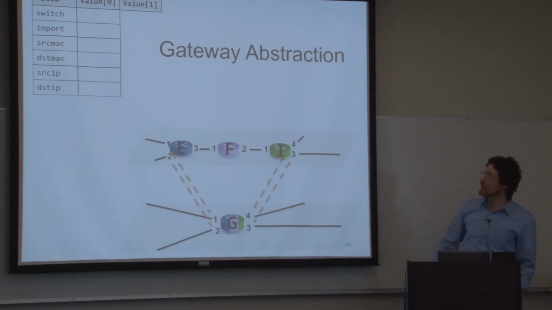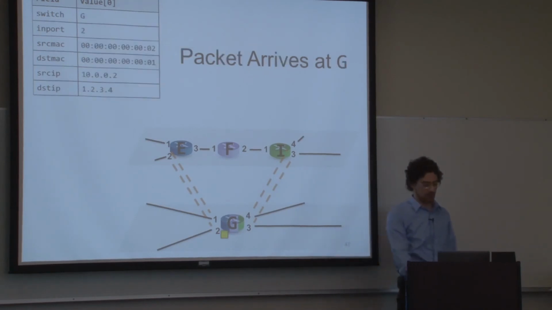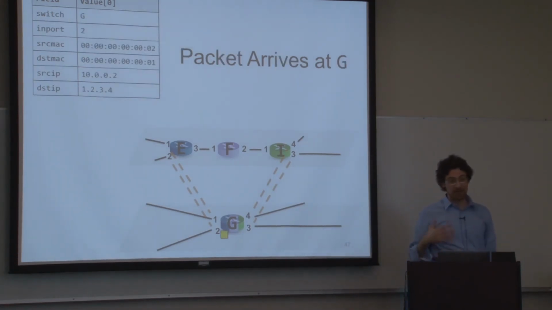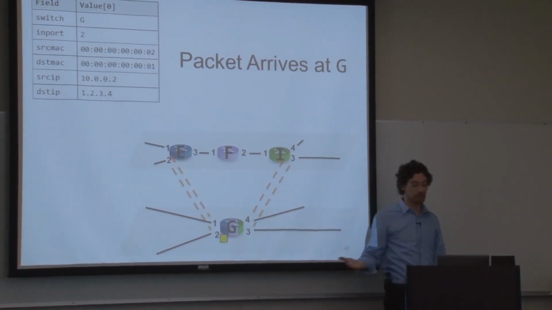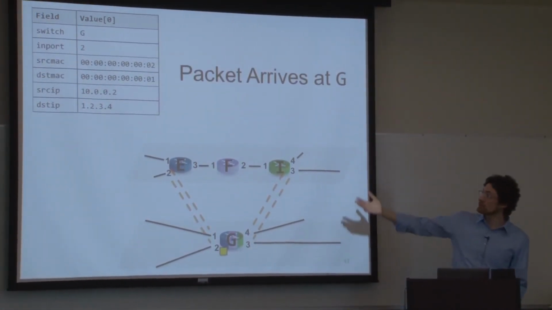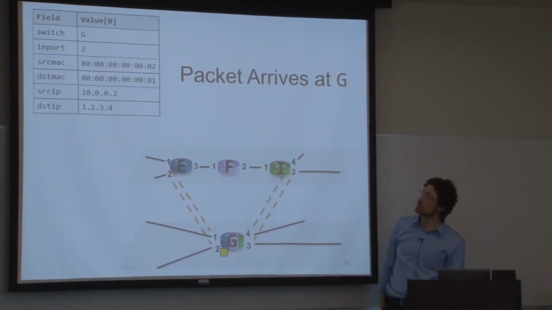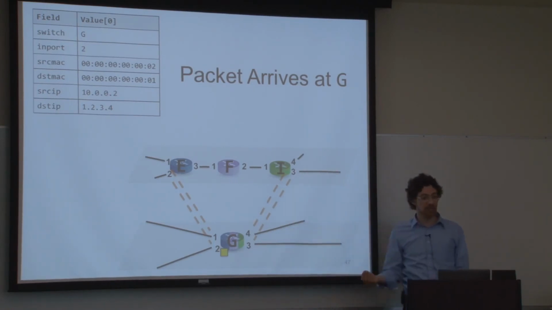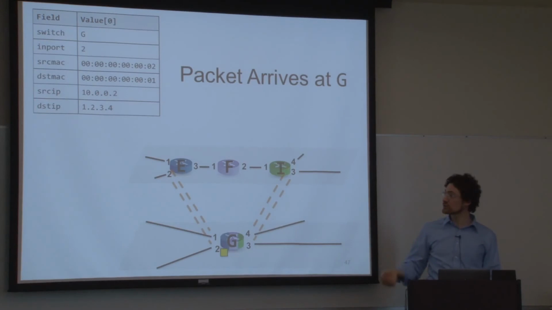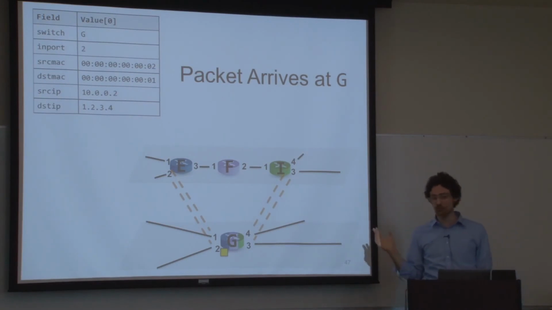And the way we're going to do that is we're going to leverage our packet abstraction from beforehand. We're going to start with a packet that's traveling in the physical network arriving at port 2 on our gateway node. When it arrives, we've got a whole variety of different fields. I'm just showing you the applicable ones here. Switch is G, the inport is 2. It's got a particular source MAC and dest MAC. More interesting are its source IP and its dest IP. So it's a packet from inside the Ethernet network that's going somewhere else to the outside world.